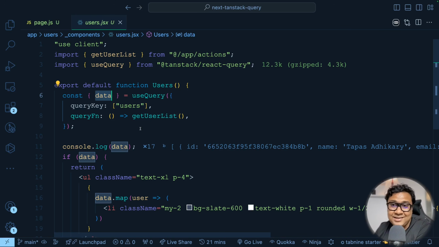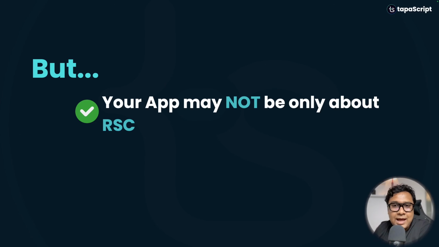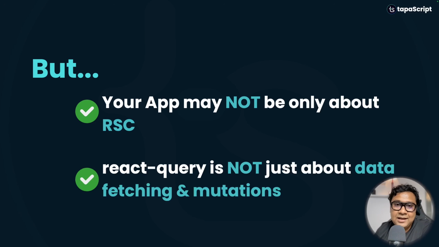So my consideration here is that your app may not be only about React Server Component. Most likely you are going to have certain components which are client-side components. And second, React Query is not just about data fetching and mutations. It does more than that. For data fetching, of course, React Server Component is great. You can fetch all the data using React Server Component. For mutations, you can use server actions. That's another inclusion in React, and it is already there in Next.js as well.